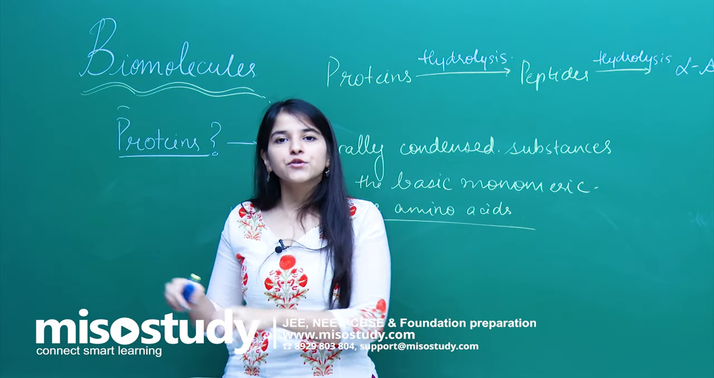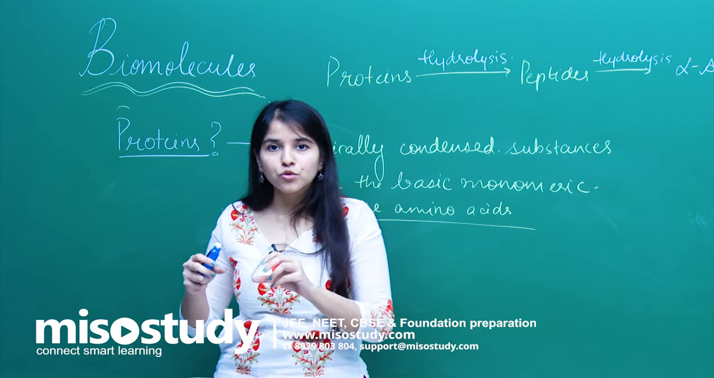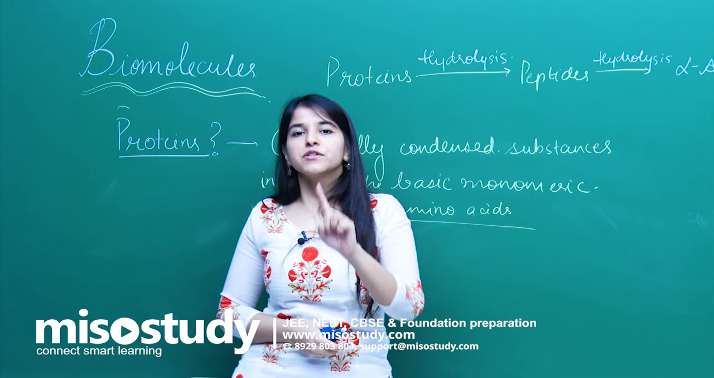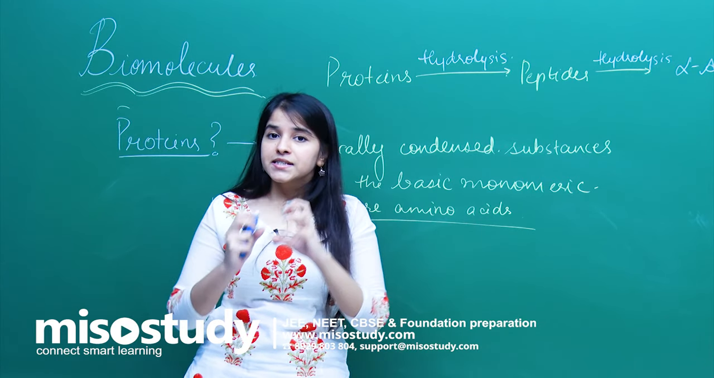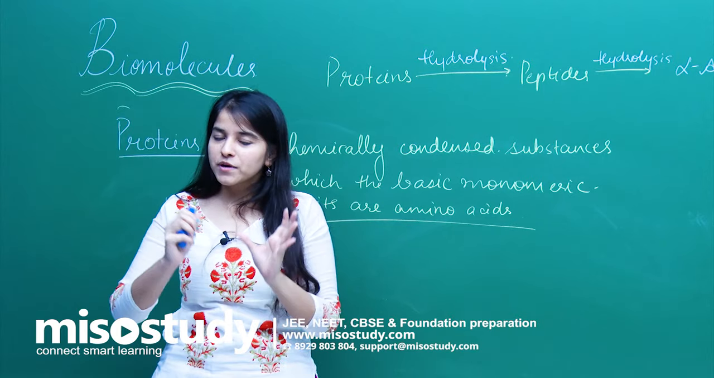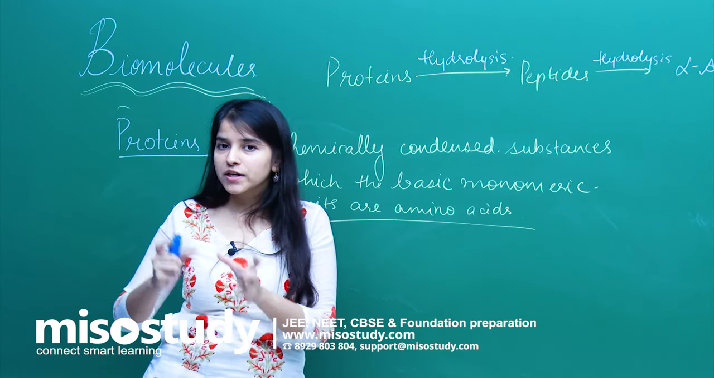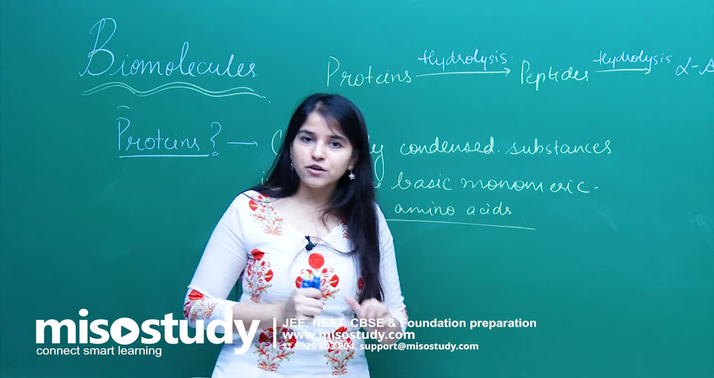Those smaller units are known as nothing but the monomers. Mono means single, that means one single unit. Such single units will get combined to form a poly unit, that is polymers. So I hope you are getting the idea over here.